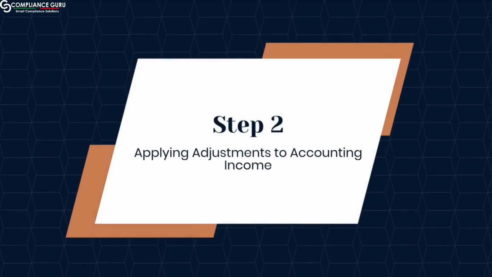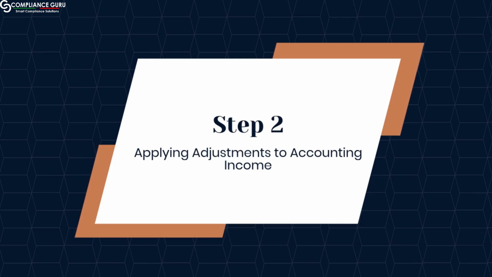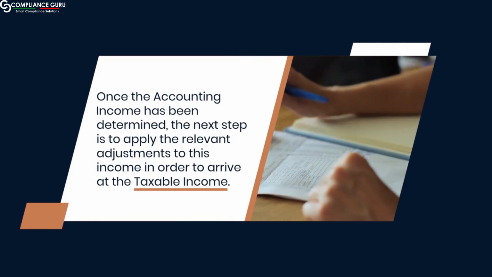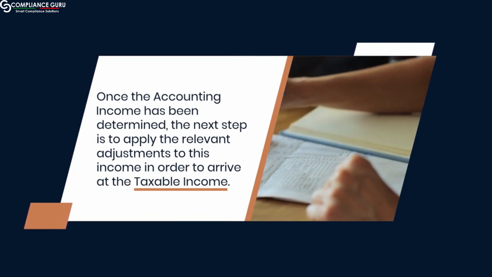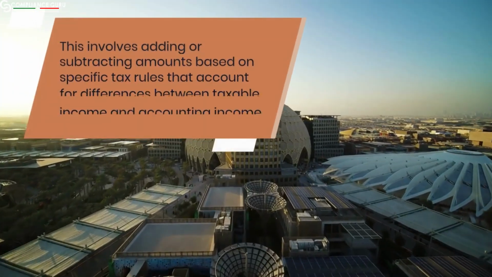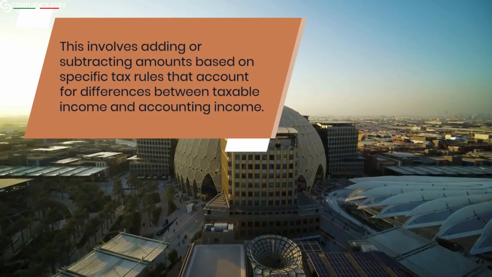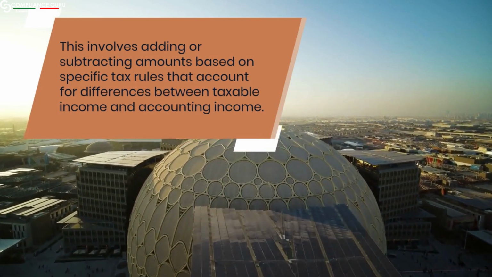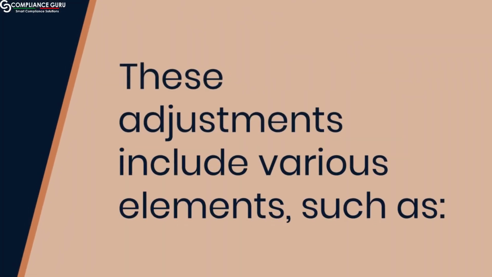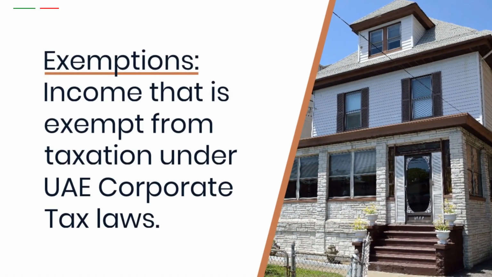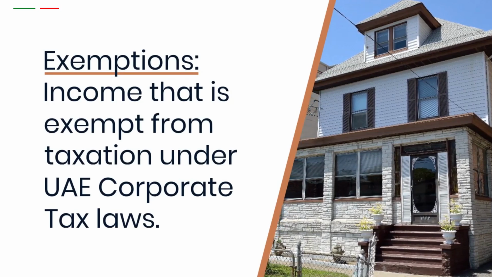Step 2. Applying adjustments to accounting income. Once the accounting income has been determined, the next step is to apply the relevant adjustments to this income in order to arrive at the taxable income. This involves adding or subtracting amounts based on specific tax rules that account for differences between taxable income and accounting income. These adjustments include various elements, such as exemptions, income that is exempt from taxation under UAE corporate tax laws.